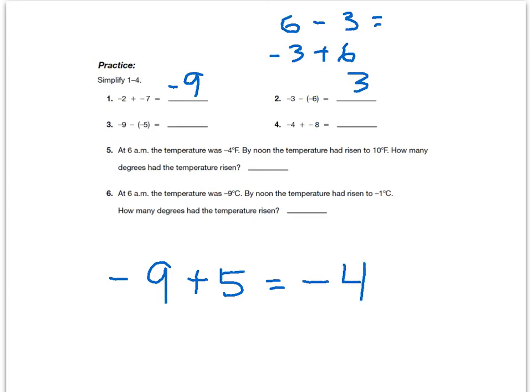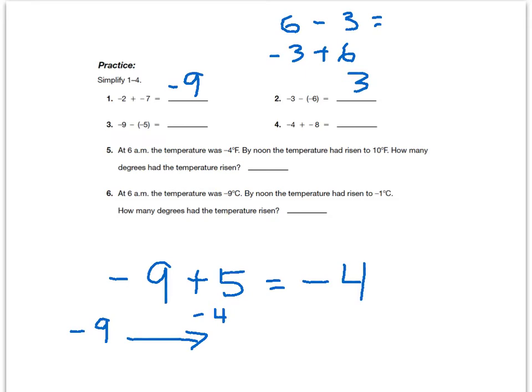So if I have -4 and I only come up 5, if we have -9 on our number line, we're way down here at -9, and we only come back 5 places, we end up at -4. That's why -9 plus 5 is -4.